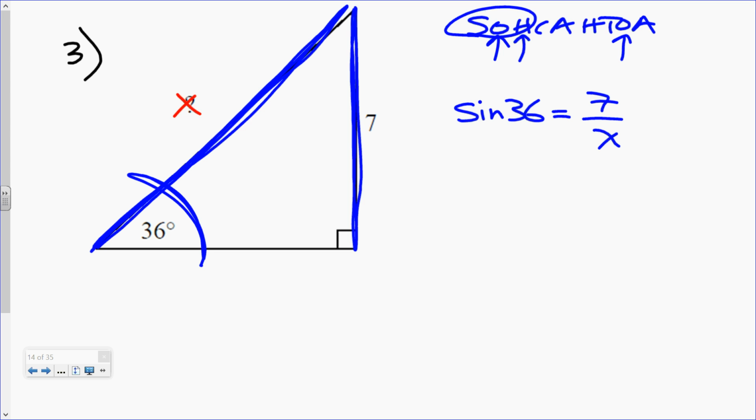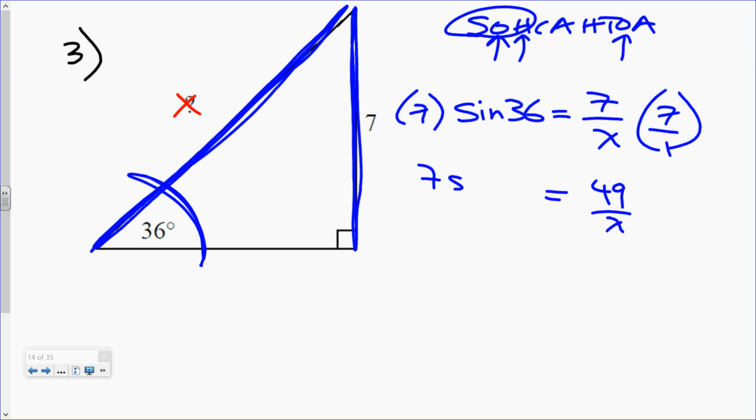Well, what about the 7? So multiply both sides by 7? So I multiply both sides by 7, look what happens. On the right side I'll have 49 over x. And this side I'll have 7 times the sine of 36. So I won't really have done anything. X is still in the denominator. So I have to get rid of it. So let's try again. Any other ideas?